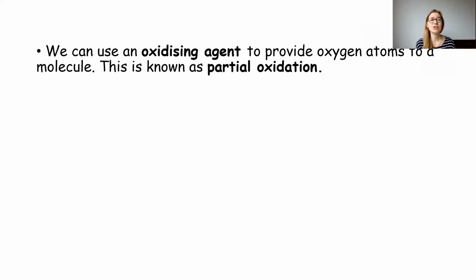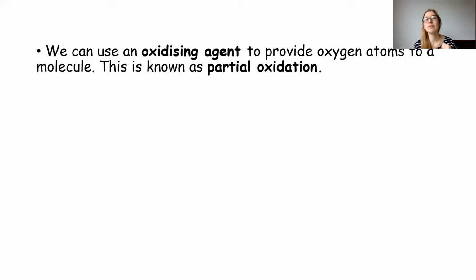Okay, so we can use an oxidizing agent to provide oxygen atoms to a molecule. This is known as partial oxidation. So oxidizing agents are chemicals, which we sometimes call reagents, which will provide oxygen atoms or take away hydrogen atoms to allow that ratio to be increased. This is called partial oxidation because it only changes the bonding in the functional group part of the molecule. It doesn't completely change the bonding.